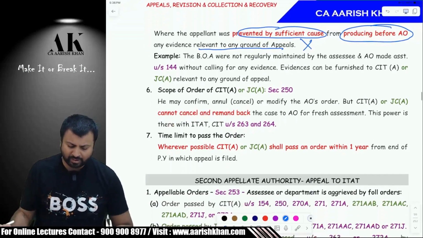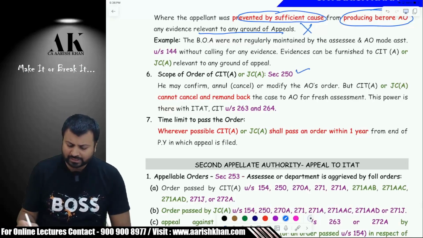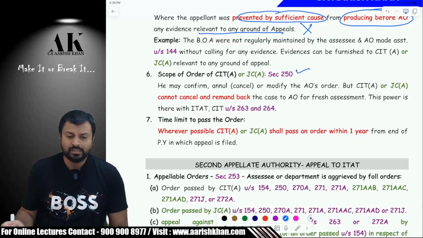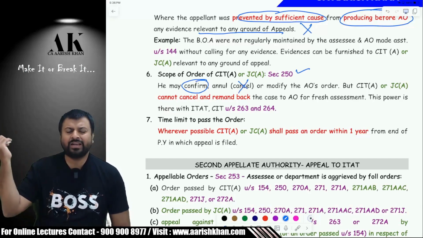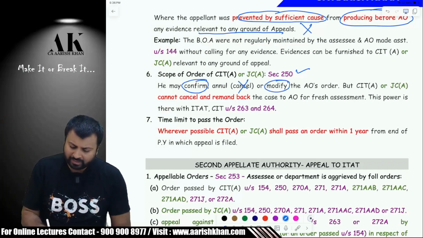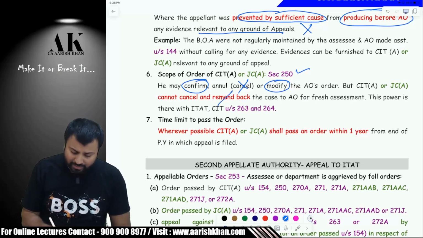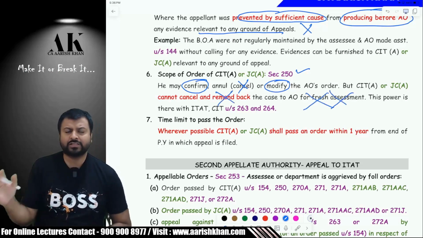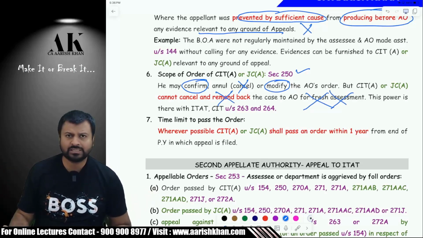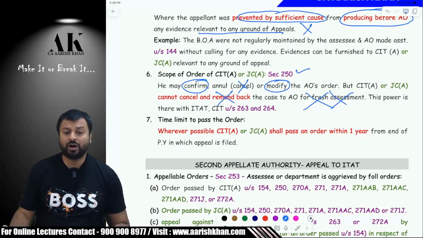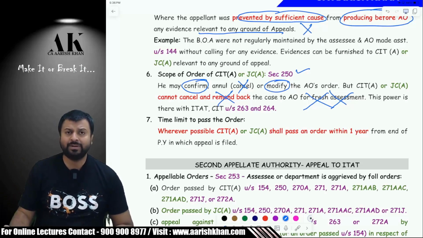Okay. Last but not least, the CIT appeal or JC appeal will now pass an order under section 250. What is the scope of their order? They can confirm the AO's order, that the AO is correct. They can cancel the AO's order, that the AO is wrong. Or they can modify the AO's order. They can increase the liability. They can reduce the liability. But they cannot remand back the case to AO for fresh assessment. That power is not there with CIT appeal or JC appeal. That is not possible with CIT appeal and JC appeal.